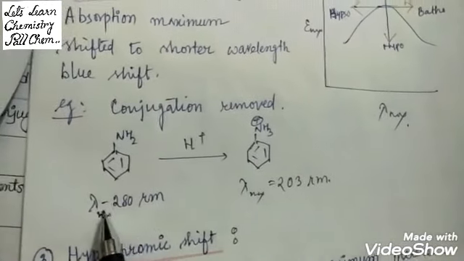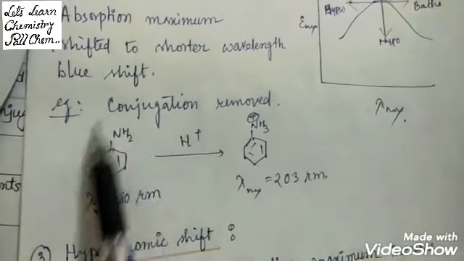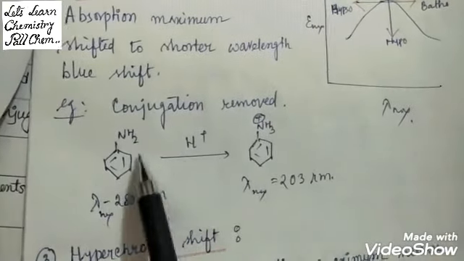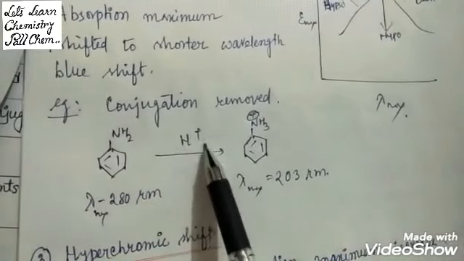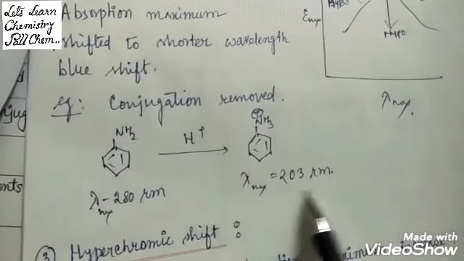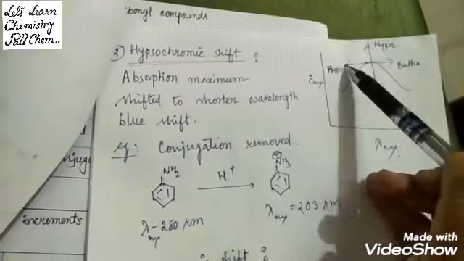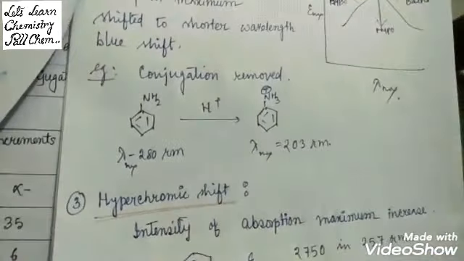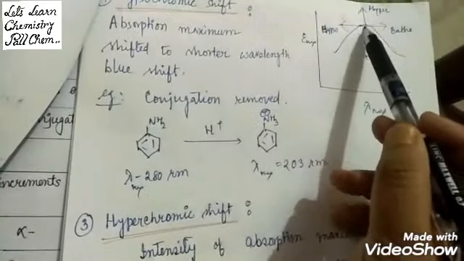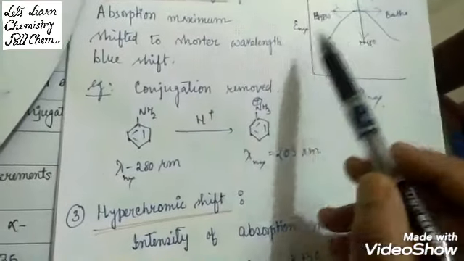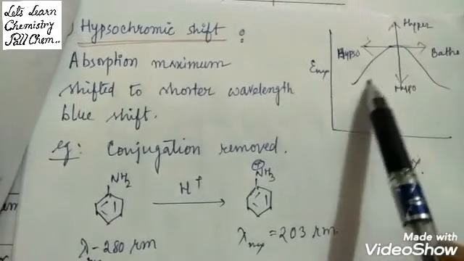Suppose for this example, lambda max is 280 micrometer when it is in conjugation, but in the presence of proton the conjugation is removed, then lambda max is shifted to shorter wavelength. And in hyperchromic shift, intensity is increased, and in hypochromic shift, intensity is decreased. So hyperchromic shift is observed when we add some auxochrome to the molecule, and hypochromic shift occurs when the symmetry of the molecule is distorted. So these are written here.